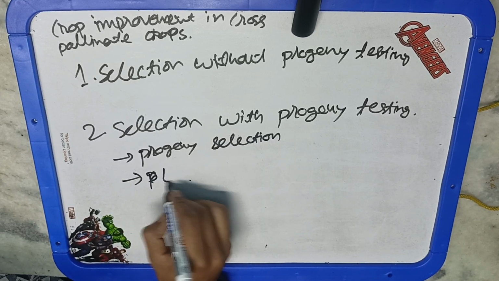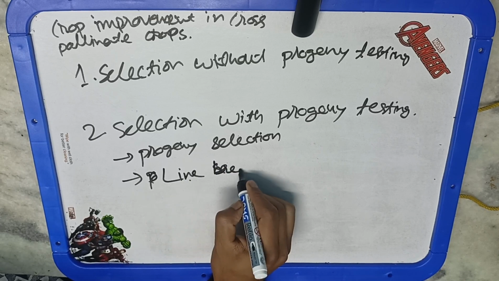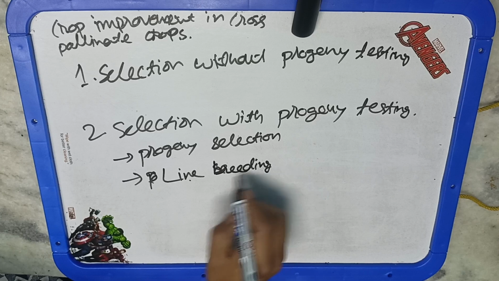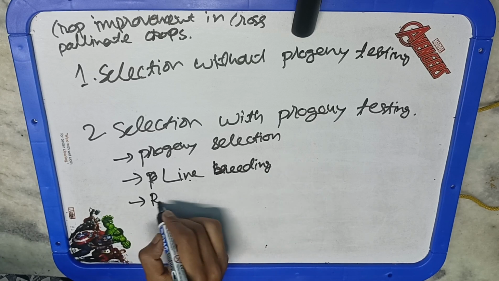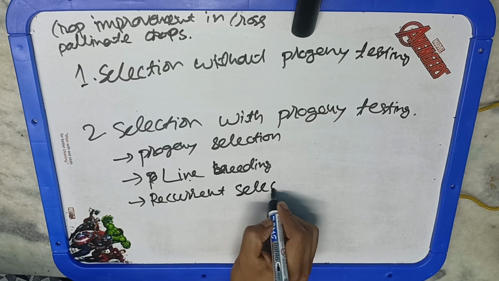You selected one of the maize plants. What will you do? You will harvest, and from the cob you will get the seeds, and all those seeds will be planted next year in a row. So this is the selection with progeny testing.